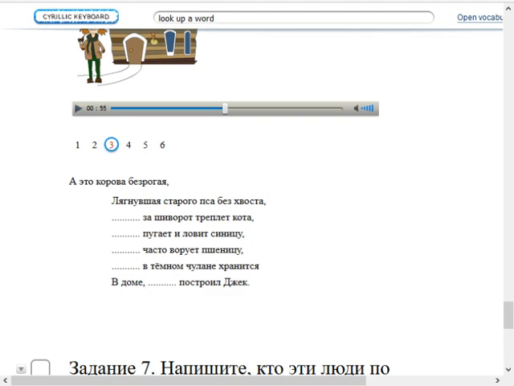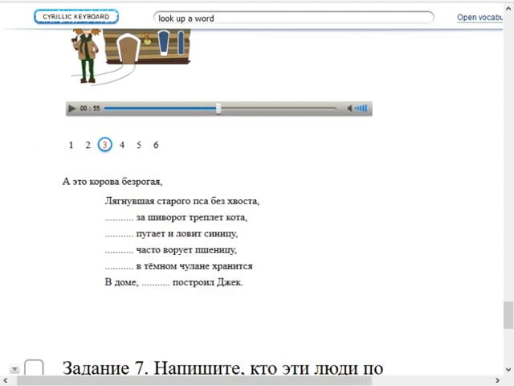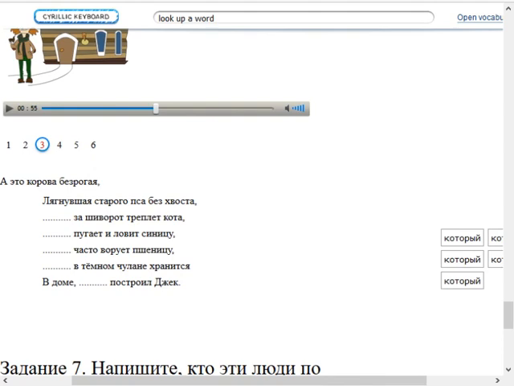I think they used the word пес for dog instead of собака because it made the meter of the rhyme sound better. So, hold on. So for number 3, let me go ahead and run this through a translator real quick.